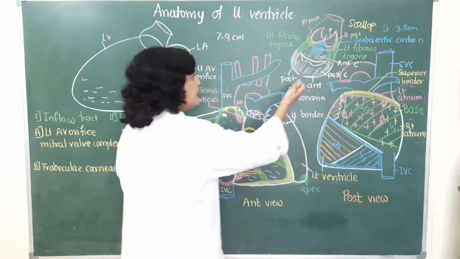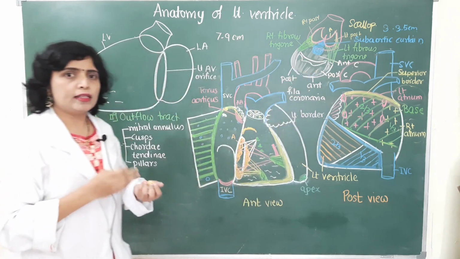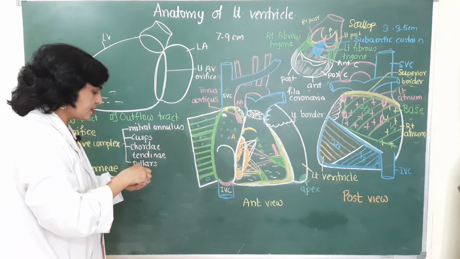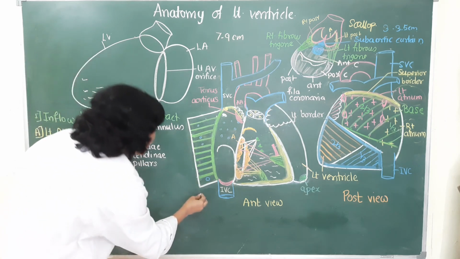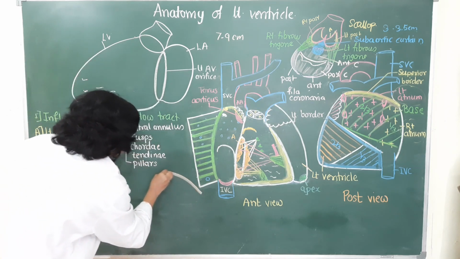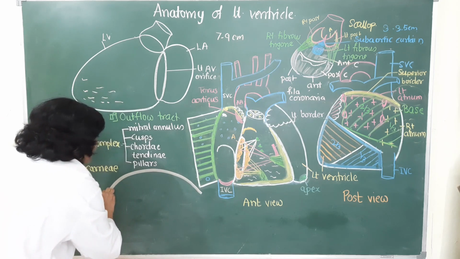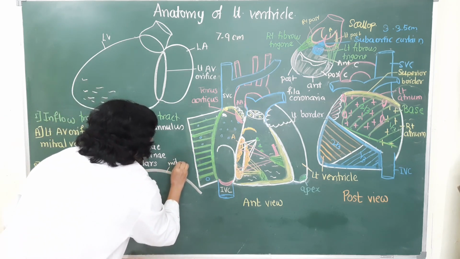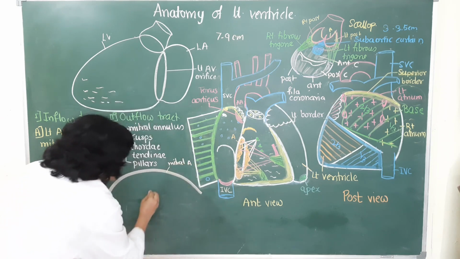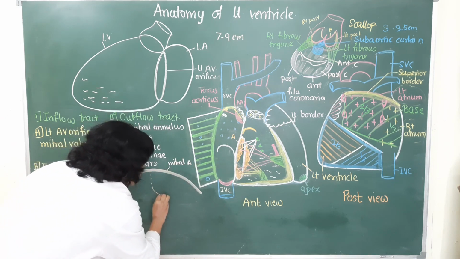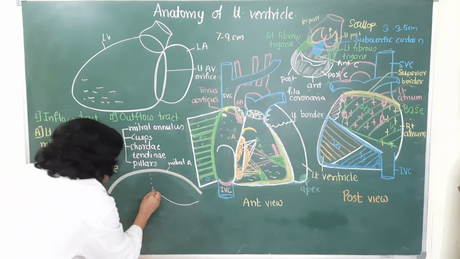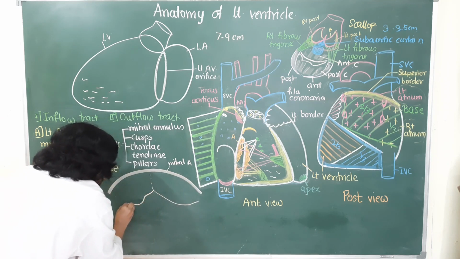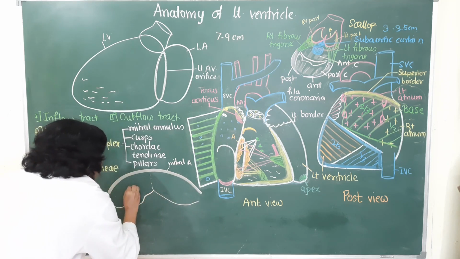Now if you see the anterior cusp and the posterior cusp, the structure will be like this. Imagine this is the mitral annulus. Attached to that, somewhere here you get the anterior cusp and this is the posterior cusp.